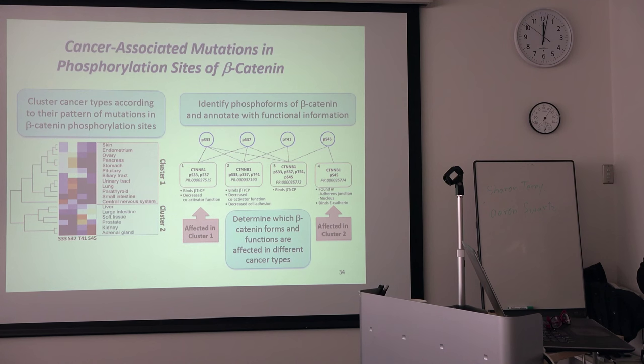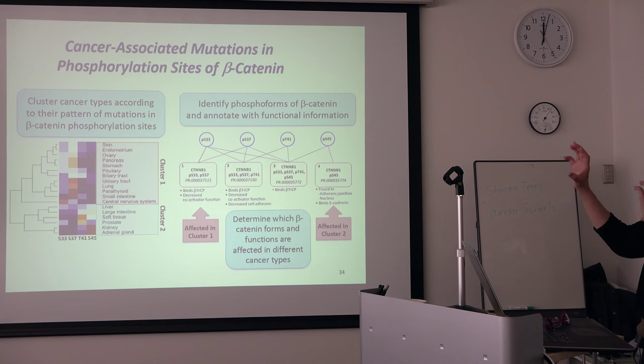And this is a case where beta-catenin is, again, a cancer driver gene. And there is data from things like COSMIC, where you know the different cancer types that may have different frequencies of mutations on certain residues, and we can map those residues to the proteoforms, to the PTM sites, and we can start doing clustering to see whether certain mutation sites are more prevalent for certain cancer types.